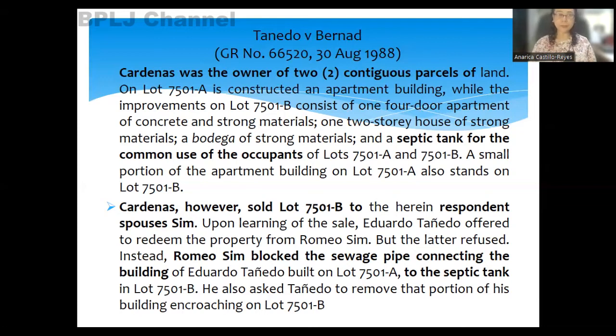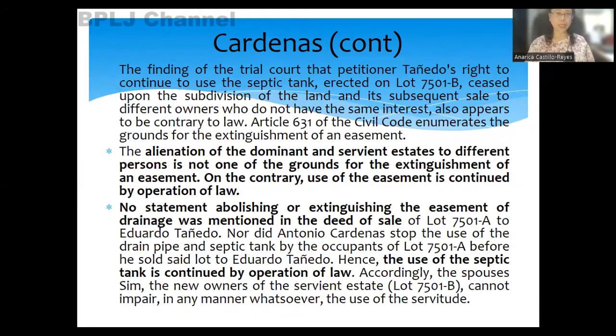Taniedo offered to redeem the property from the spouses Sim, but the spouses Sim refused. So what the spouses Sim did was to block the sewage pipe connecting the building to the septic tank. So it was the lot of the spouses Sim upon which the septic tank was located. Okay. So does the alienation of properties originally belonging to one owner, and then now alienated to two different owners, extinguish the easement?